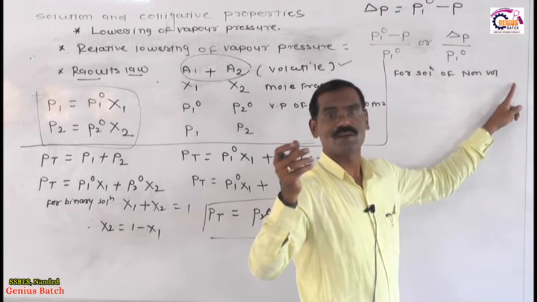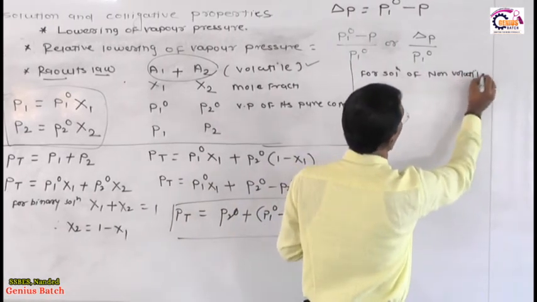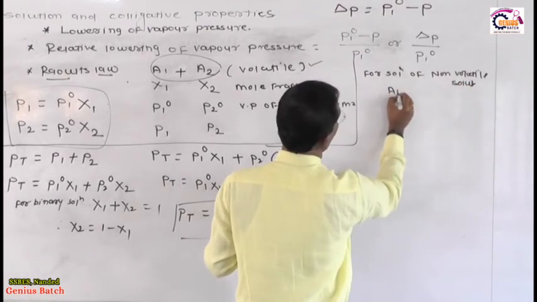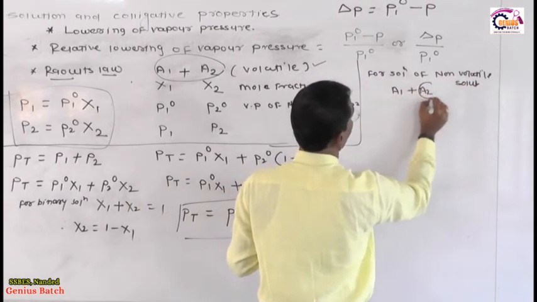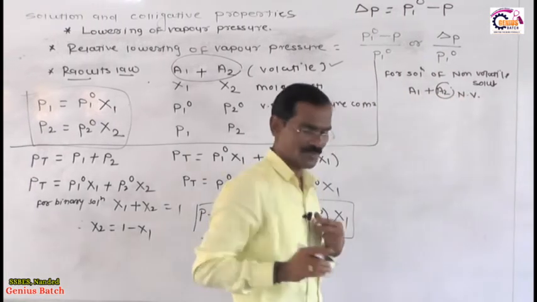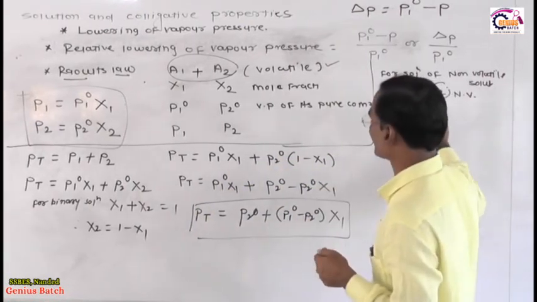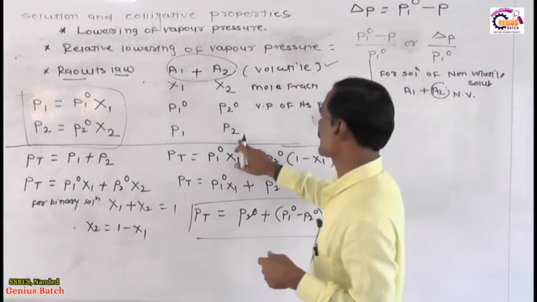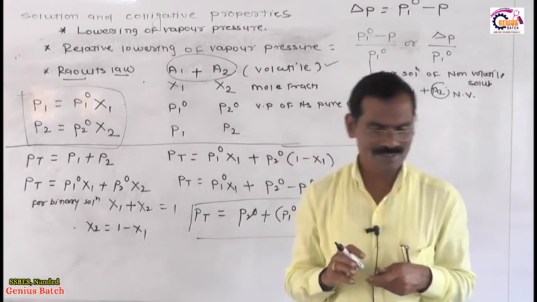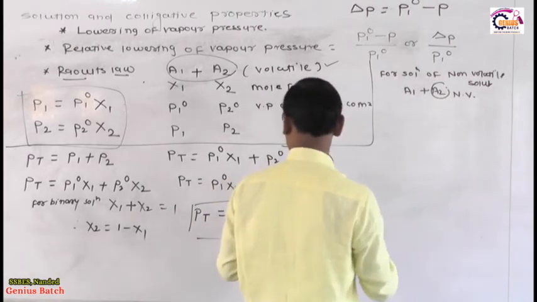Now friends, how do we discuss the solution of a non-volatile solute? Listen very carefully. Everything is the same. This is A1 plus A2, but now A2 is the solute, which is non-volatile. If A2 is non-volatile, then it doesn't have any partial pressure or vapor pressure. Why? Because it is non-volatile. Therefore there is no need to discuss more things. So what is the total pressure?